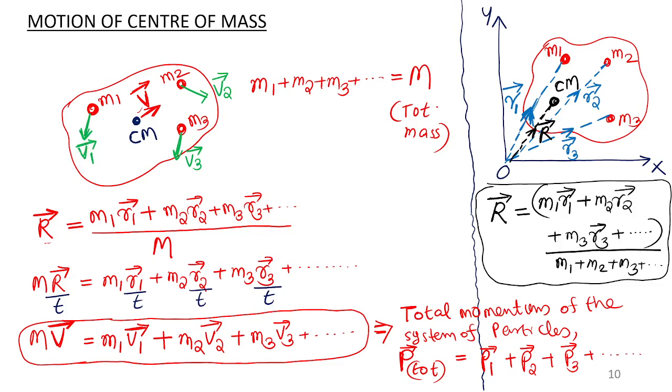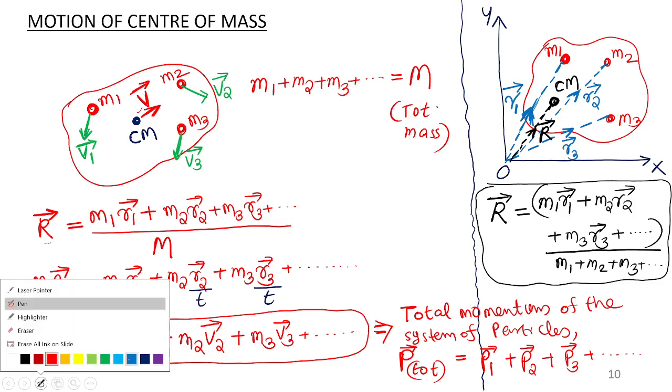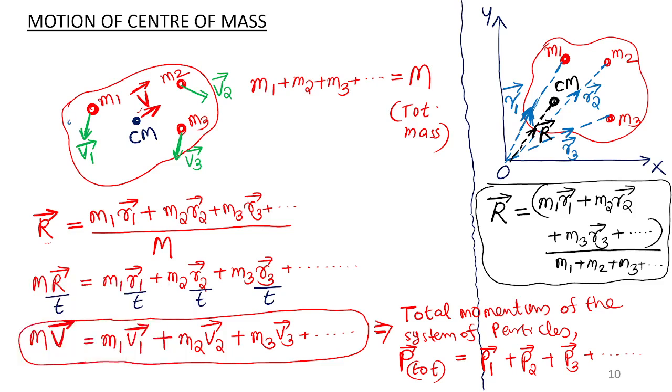Let us imagine that m1 is moving with some acceleration a1. Acceleration is change in velocity by time, right? m2 is moving with some acceleration a2. m3 is moving with the velocity v3, but it can also have some acceleration a3. Acceleration is the change in velocity in 1 second.